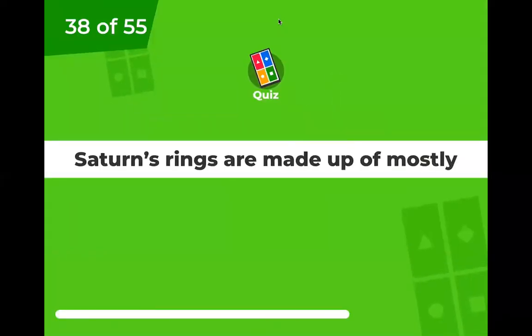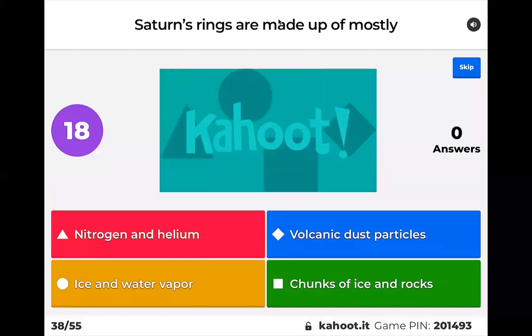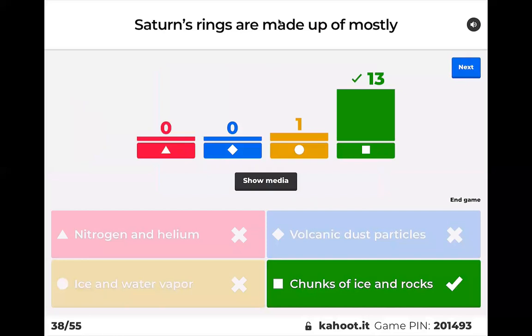Saturn's rings are made up mostly of nitrogen and helium, ice and water vapor, volcanic dust particles, or chunks of ice and rocks. Saturn's rings, what are they mostly made of? Yes. Chunks of ice and rock. Good job.